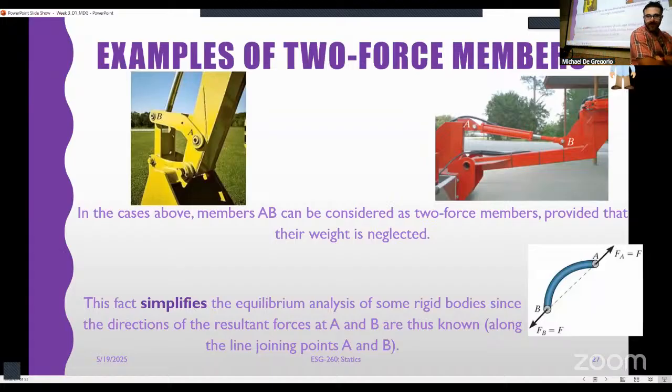Here's some examples of 2-force members in real life. In the cases above, members A, B can be considered as 2-force members provided that their weight is neglected. Is that okay to do? Yes. Why? Well, typically compared to the whole of the machine, the weight of that member is negligible.